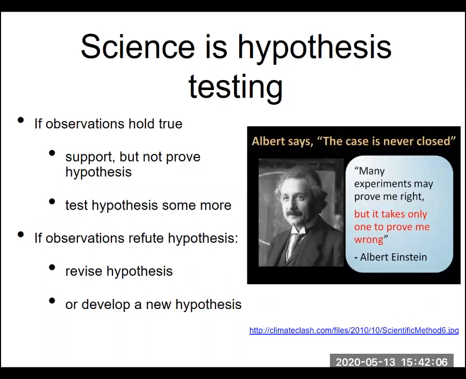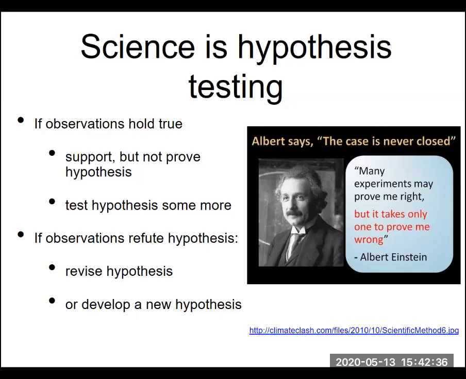Another example of this, science is hypothesis testing. If an observation holds true, it supports but does not prove a hypothesis. So we're not coming up with the complete and accurate explanation by simply doing one experiment. We need to test our hypothesis over and over again under lots and lots of different circumstances. And so basically, if it holds true, it supports our hypothesis but doesn't prove it.